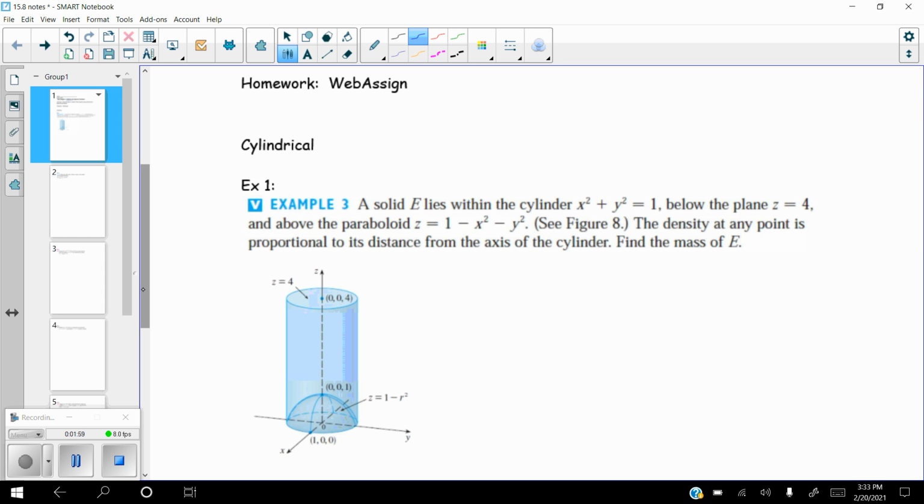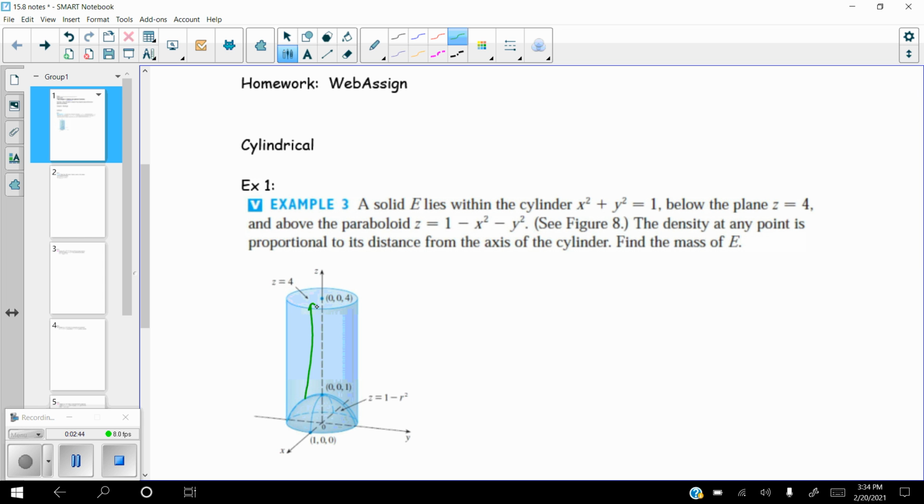All right, so let's look at example 1. It's actually an example from the textbook. A solid E lies within the cylinder x squared plus y squared equals 1, below the plane z equals 4, and above the paraboloid z equals x squared minus y squared. And that is shown in the figure. So really what you can see is that we are talking about all of the space inside of the cylinder between the paraboloid, which is down there at the bottom, up to the top of this thing. So it's basically what's inside of a cylinder, but kind of hollowed out there at the bottom.